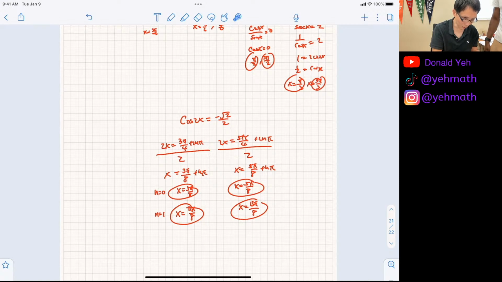Second rule: a to the m over a to the n is equal to a to the m minus n. Do you know this rule? Anything to the 0 power is 1. Third rule: a to the negative n equals 1 over a to the n. Fourth rule. Fifth rule: a to the m to the n power equals a to the m times n. This one is a to the m over n equals the nth root of a to the m.